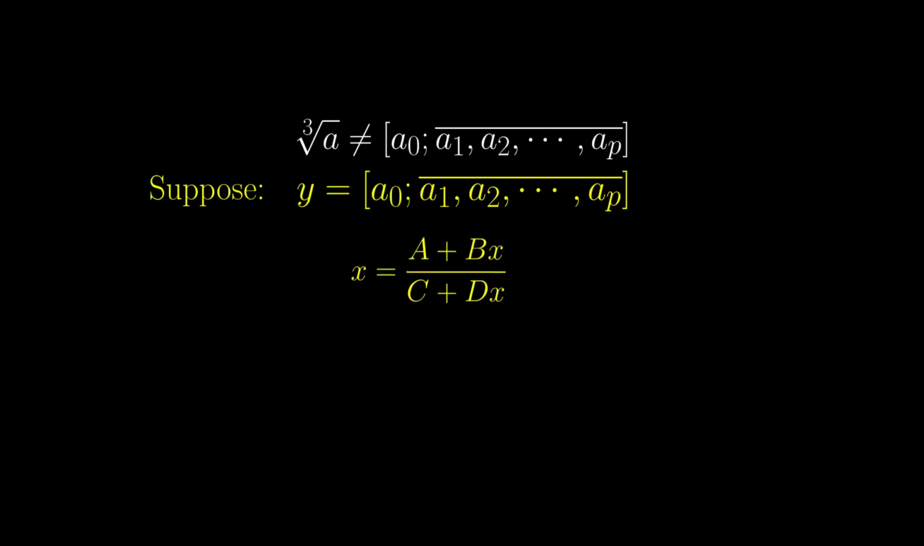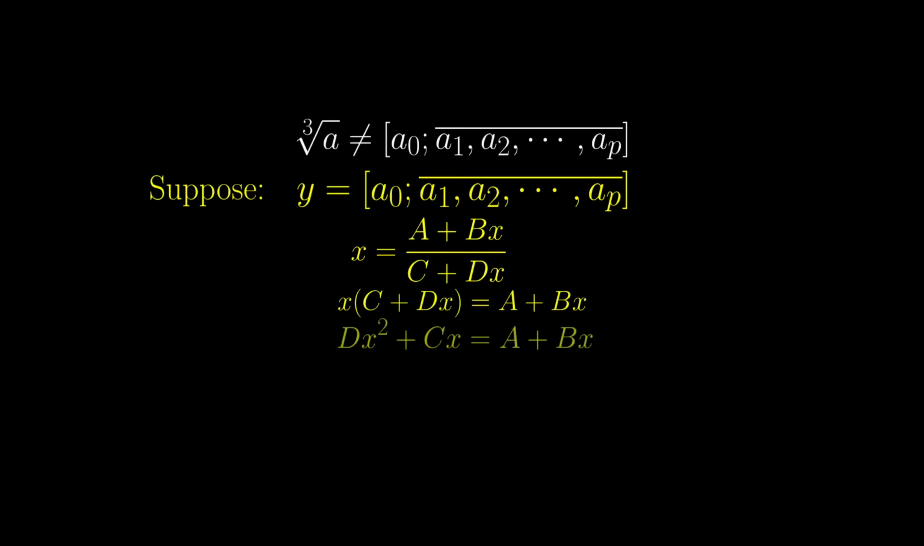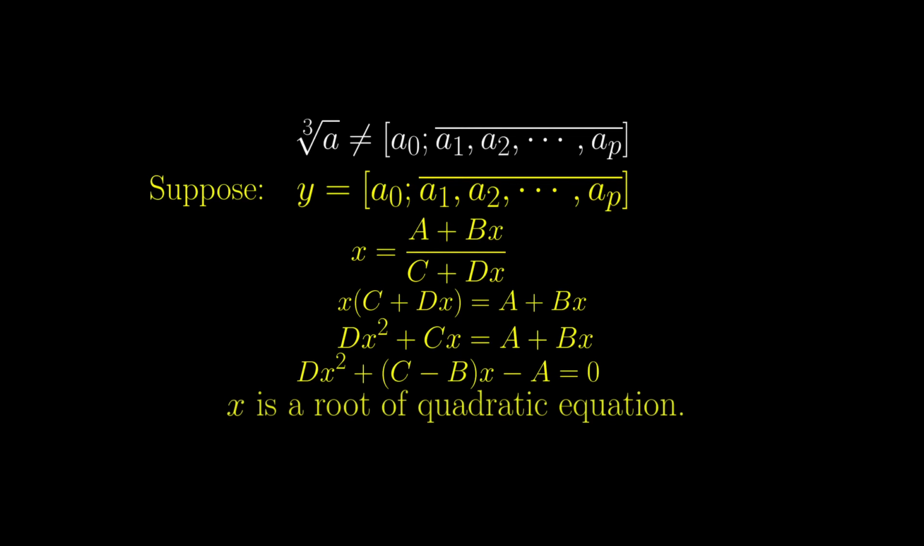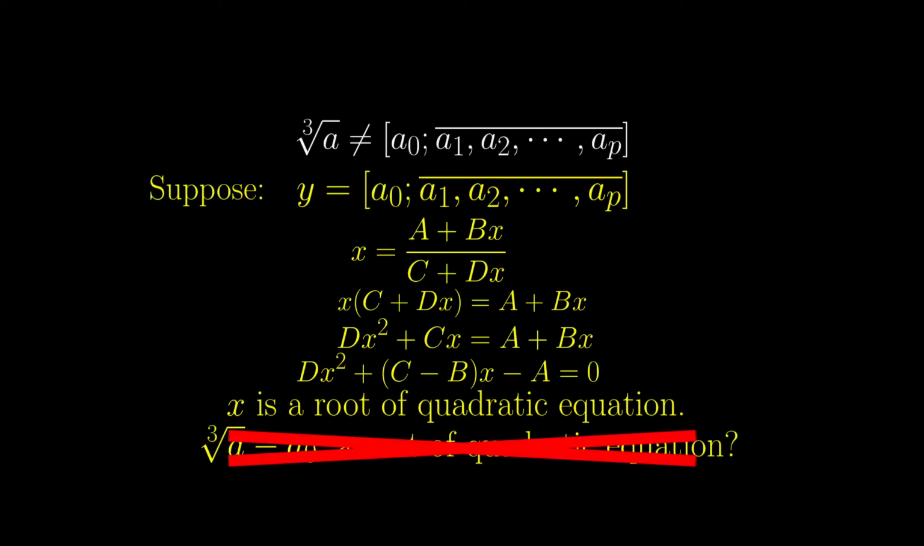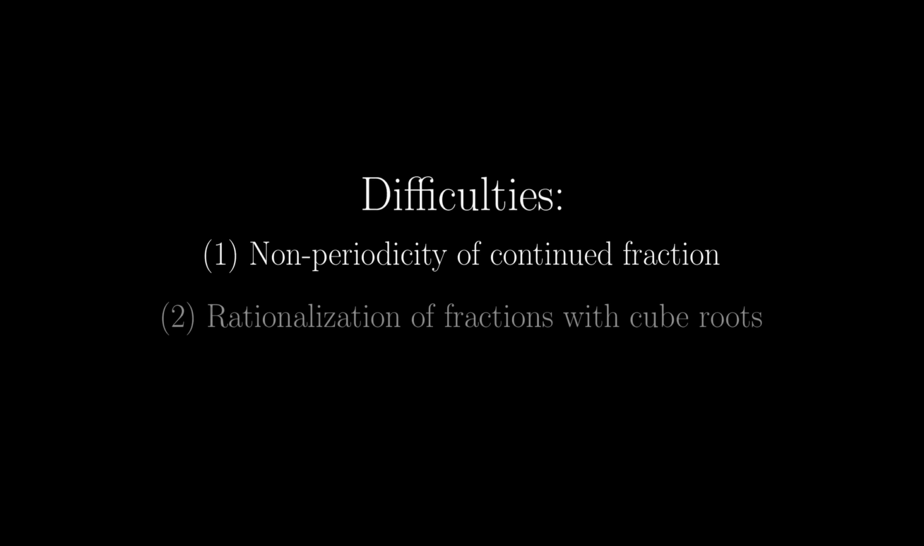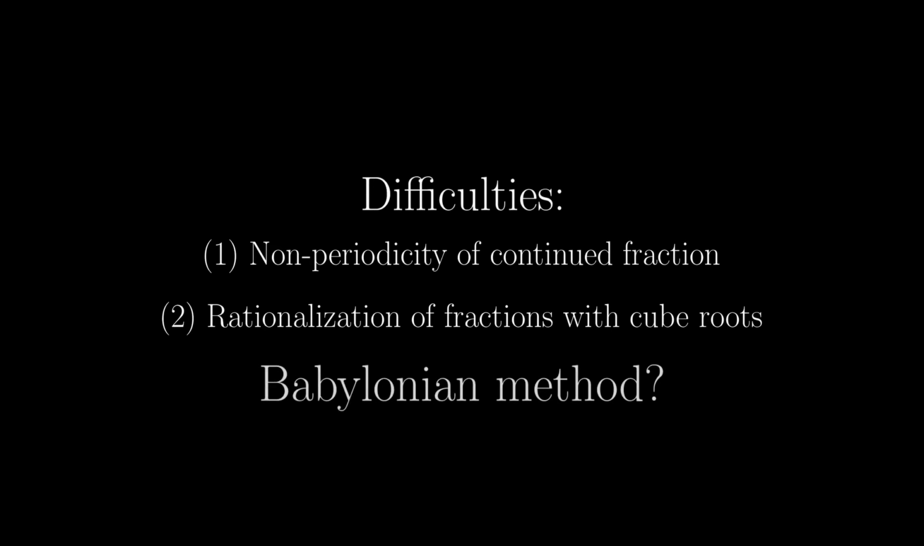Rearranging, we have a quadratic equation in x. That means for a number to have periodic continued fraction expression, it has to be a root of a quadratic equation. This is definitely not the case for cube roots. With the non-periodicity and much higher difficulty to rationalize fractions with cube roots, using continued fractions to approximate cube roots is basically impractical. So is some generalization of the Babylonian method somewhat practical?